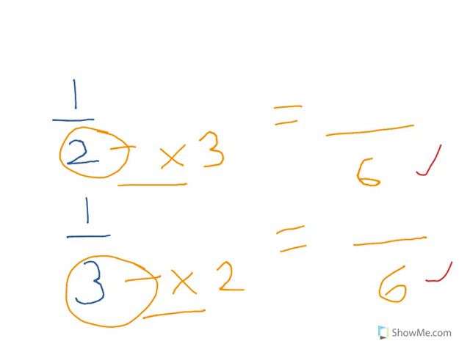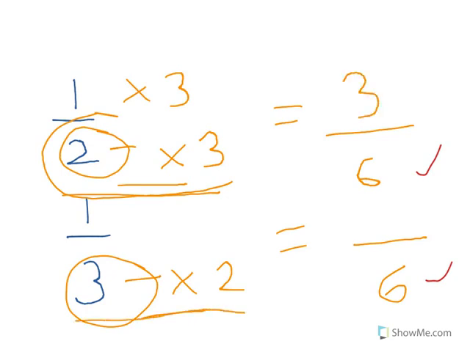Now what about the numerator? That's the question, what about this one? Because I have multiplied 2 by 3 on the bottom, I will multiply the top by 3 as well. So that will be 3. And because I multiplied the bottom part by 2, I will multiply the top part by 2 as well, which is 2.